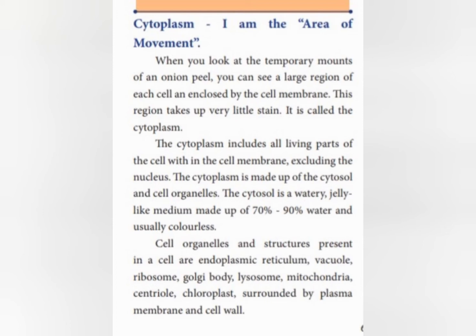Cell organelles, the structures present inside the cell, are the nucleus, endoplasmic reticulum, vacuoles, ribosomes, Golgi body, lysosome, mitochondria, centriole, and chloroplast, surrounded by the plasma membrane and cell wall. These are called cell components. They are enclosed by the plasma membrane and cell wall.